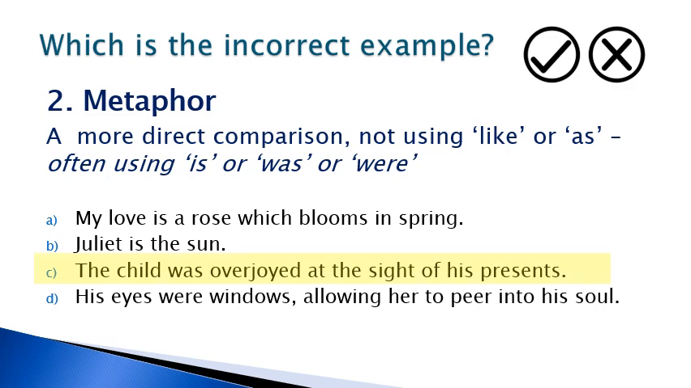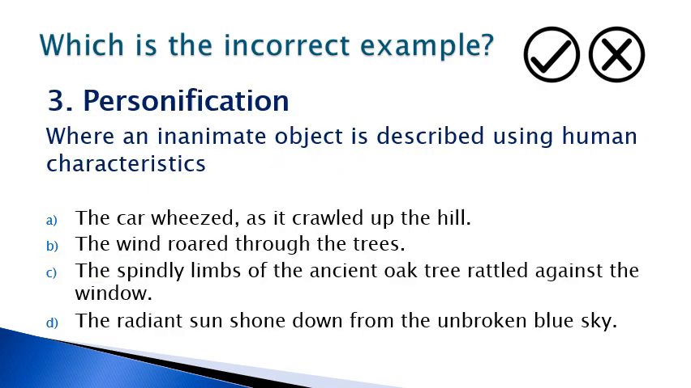C is not a metaphor. It's saying the child was overjoyed, but overjoyed is an adjective to describe the child. It's not saying that he is something else. Whereas in A, it's saying his love is a rose. In B, it's saying Juliet is the sun, well, she's not literally the sun. His eyes were windows, well, they're not literally windows. So these three must be metaphors, but C is not. Again, give yourself a mark if you got that one correct.